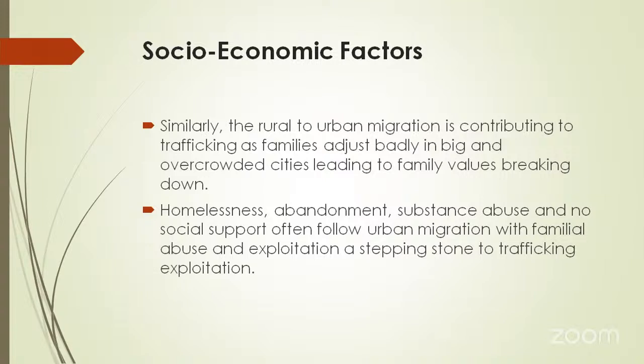And again, in big and overcrowded cities, when you're not able to adjust, children run away, or in crowded areas, children are picked up. Homelessness, abandonment, substance abuse. One of the largest cases of trafficking in the US is children running from foster homes. The US has a concept of foster homes for children whose parents are not there, who are orphans, or whose parents are drug users. Those children run away from foster homes, and once they run away, they are entrapped into trafficking. Familial abuse, exploitation.